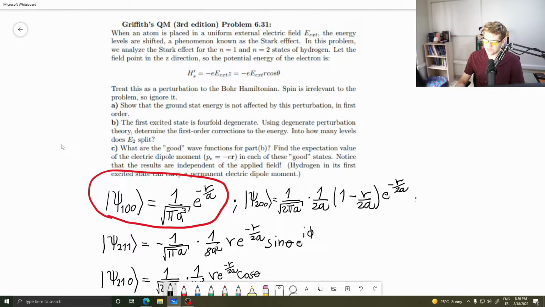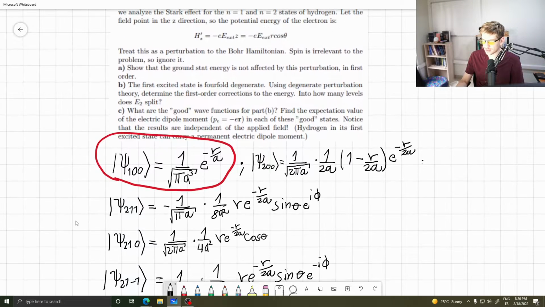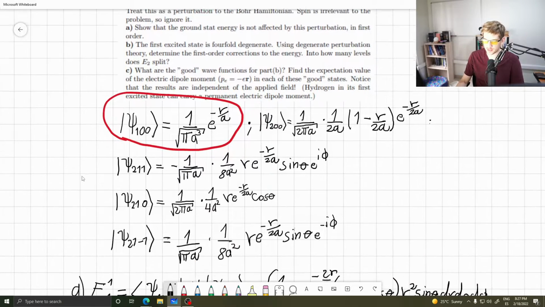Now, part B. The first excited state is fourfold degenerate, right? So the first excited state is this right here. We have 2, 0, 0, 2, 1, 1, 2, 1, 0, 2, 1, minus 1. So that's the first excited state. And we want to now use the degenerate perturbation theory to determine the first order corrections to the energy. Okay, so basically into how many levels will our energy split.